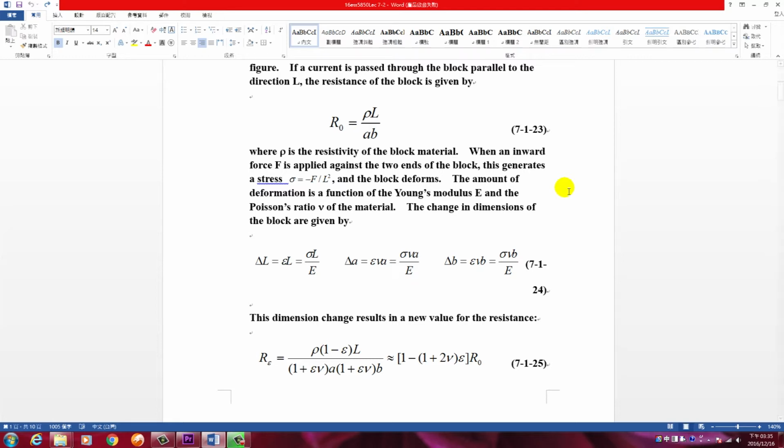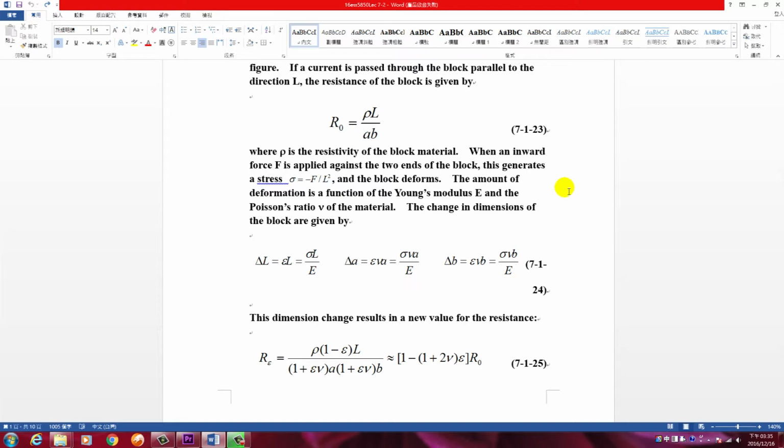And the width change will be the strain times the Poisson ratio, epsilon times mu, times the original length. Then we replace the epsilon, the strain, by using the stress over the Young's modulus.